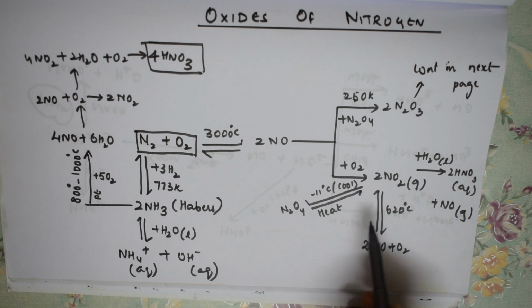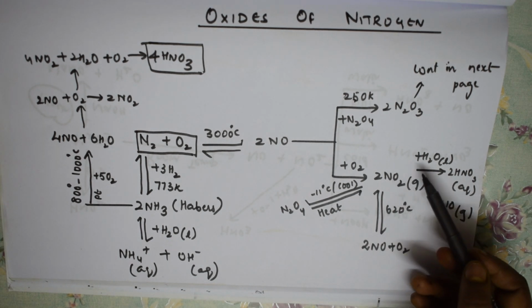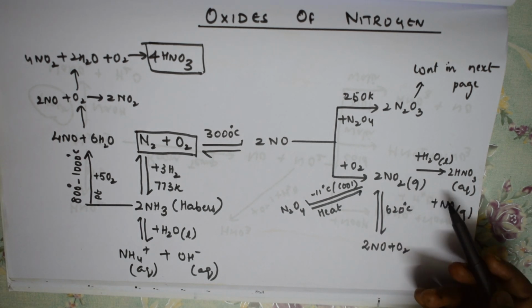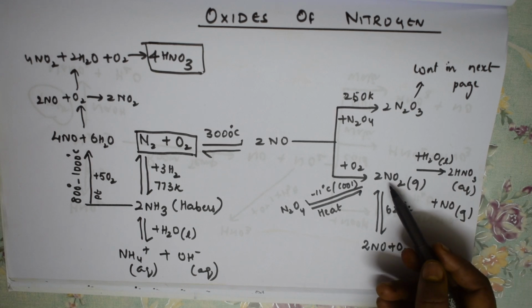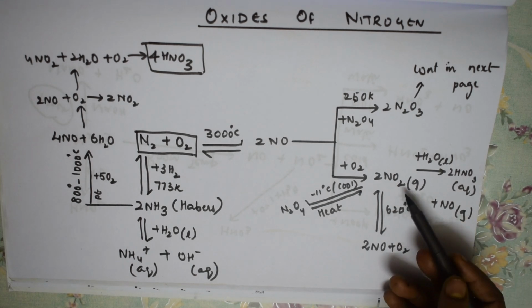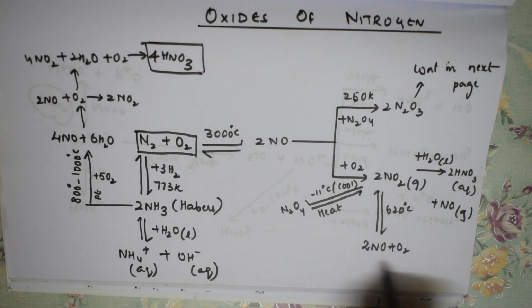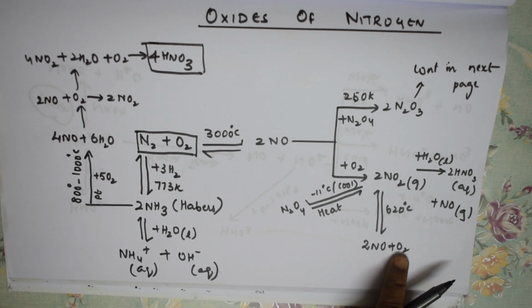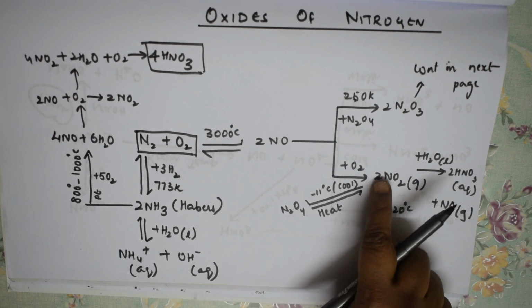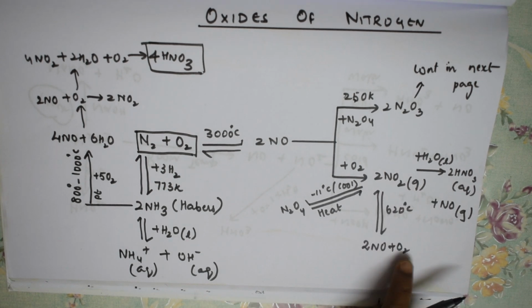There are three possibilities. If you treat it further with water in the liquid form, you get nitric acid. If you treat the same gas at 620 degrees, it is going to dissociate into NO and oxygen, NO plus O2. Basically, 2 2s of 4 are there, and here also 2 2s of 4 are there.